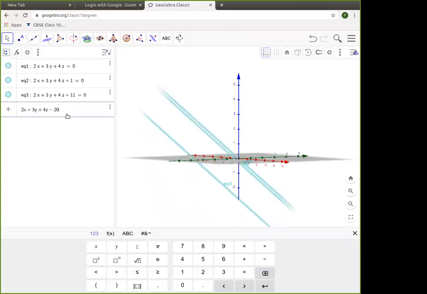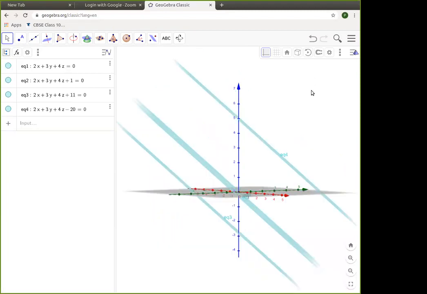Minus 20 again equals 0. So what we have again here is a set of planes whose x coefficient, y coefficient and z coefficient are the same, but the other constant which determines the plane, that is d, is different. Just by varying the d, we get parallel planes. The planes are just the same, but they are parallel to each other. They are not intersecting at any point.